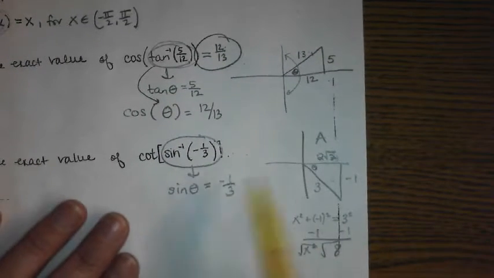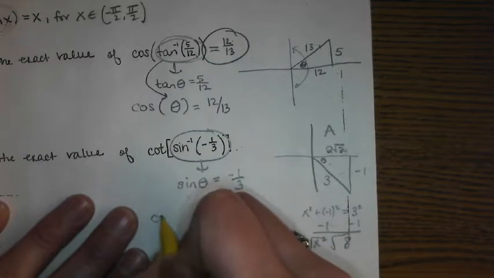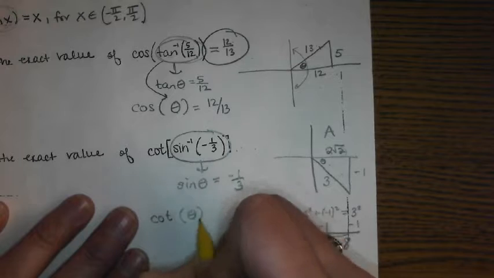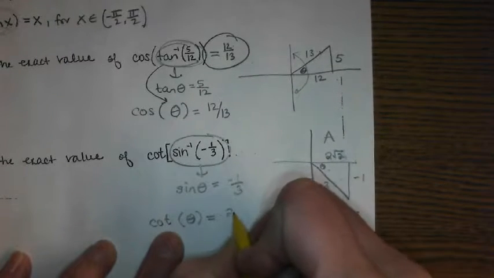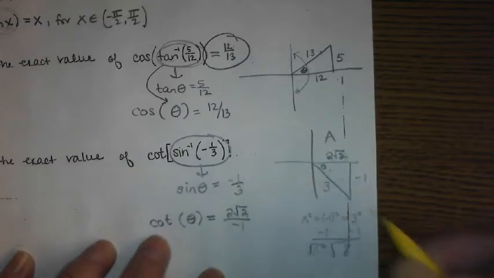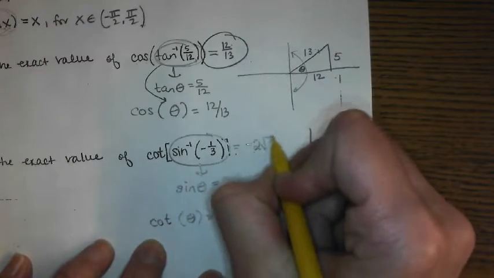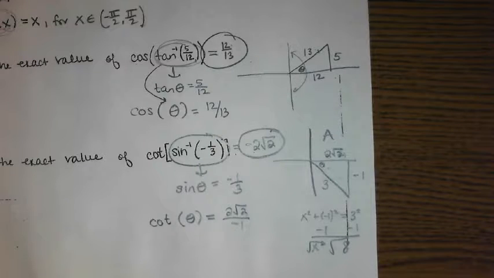So again, I don't know what theta is, but I do now know that I can come up with the cotangent of theta. And that is not opposite over adjacent, but adjacent over opposite. So 2√2 over -1. So your answer is just -2√2. Raise your hand if you got that. Good. Oh, that's okay. Well, we do need to simplify. It probably in a multiple choice wouldn't be radical 8. Any follow-up questions on that? Okay.